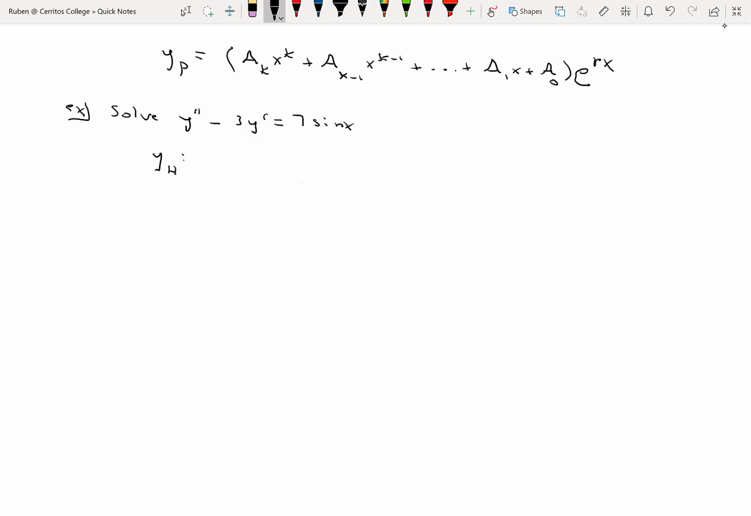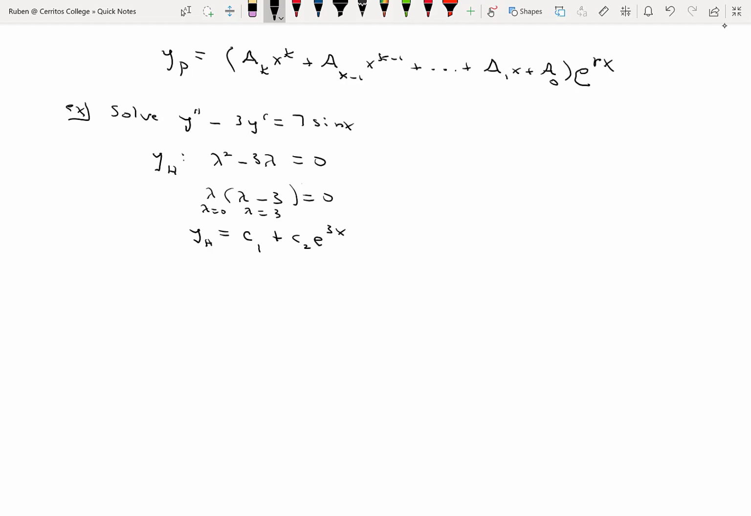First we find the solution to the homogeneous case. The auxiliary equation is lambda squared minus 3 lambda equals 0. Factoring, it gives us lambda times (lambda minus 3) equals 0. So the homogeneous solution is, since lambda equals 0 is one solution, we get C1 e to the 0x. Lambda equals 3 is our second solution, so plus C2 e to the 3x. This was what we did in section 4.2.